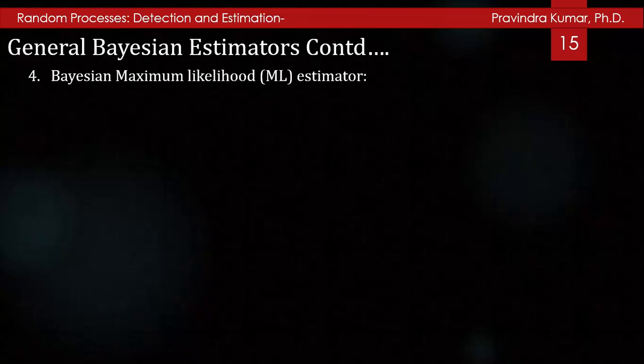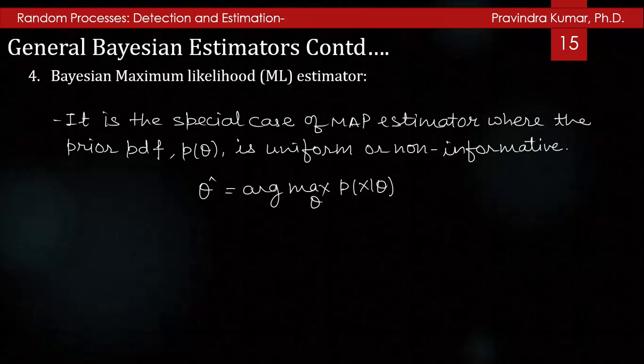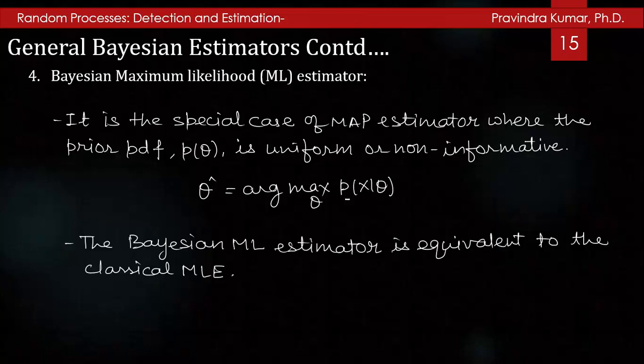Now the Bayesian maximum likelihood, ML, estimator. It is the special case of the MAP estimator where the prior PDF p theta is uniform or non-informative. So theta cap is the argmax of the conditional PDF p x given theta. The conditional PDF of x, p x given theta, is equivalent to the PDF of x parameterized by theta. The Bayesian ML estimator is equivalent to the classical MLE.